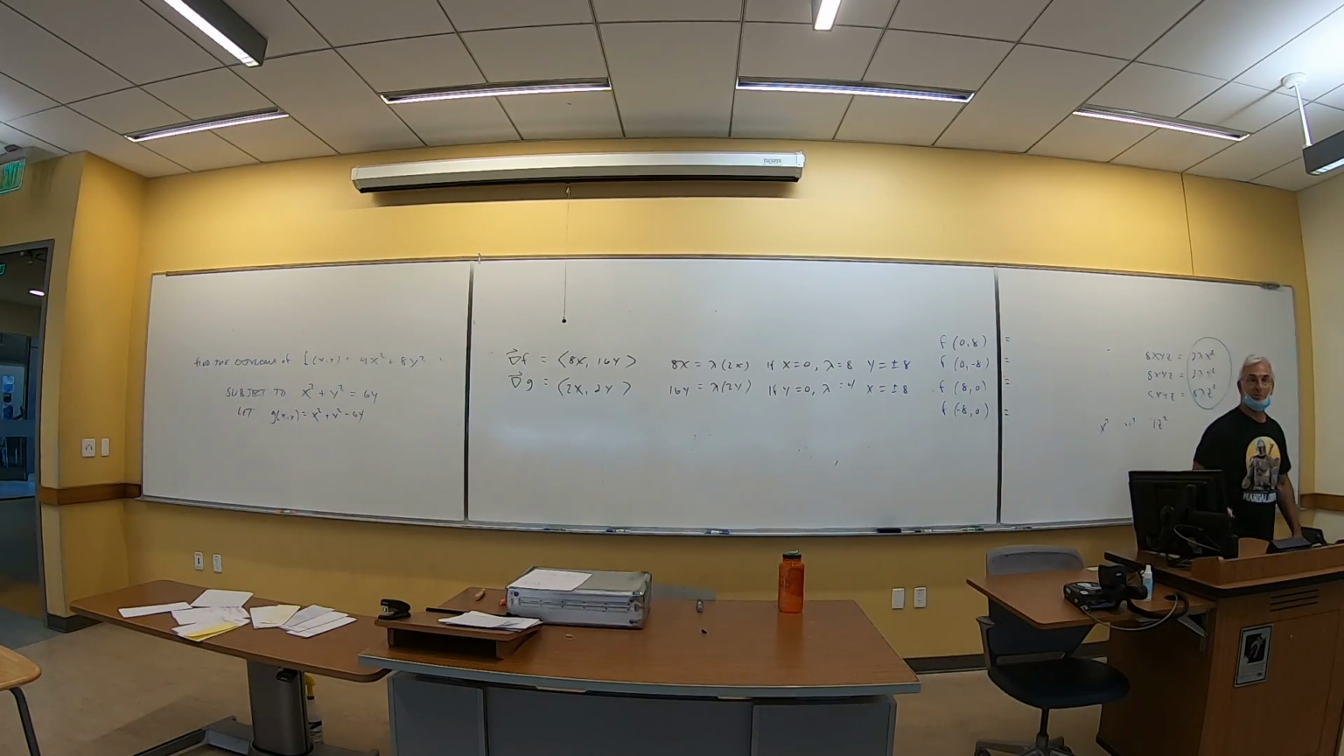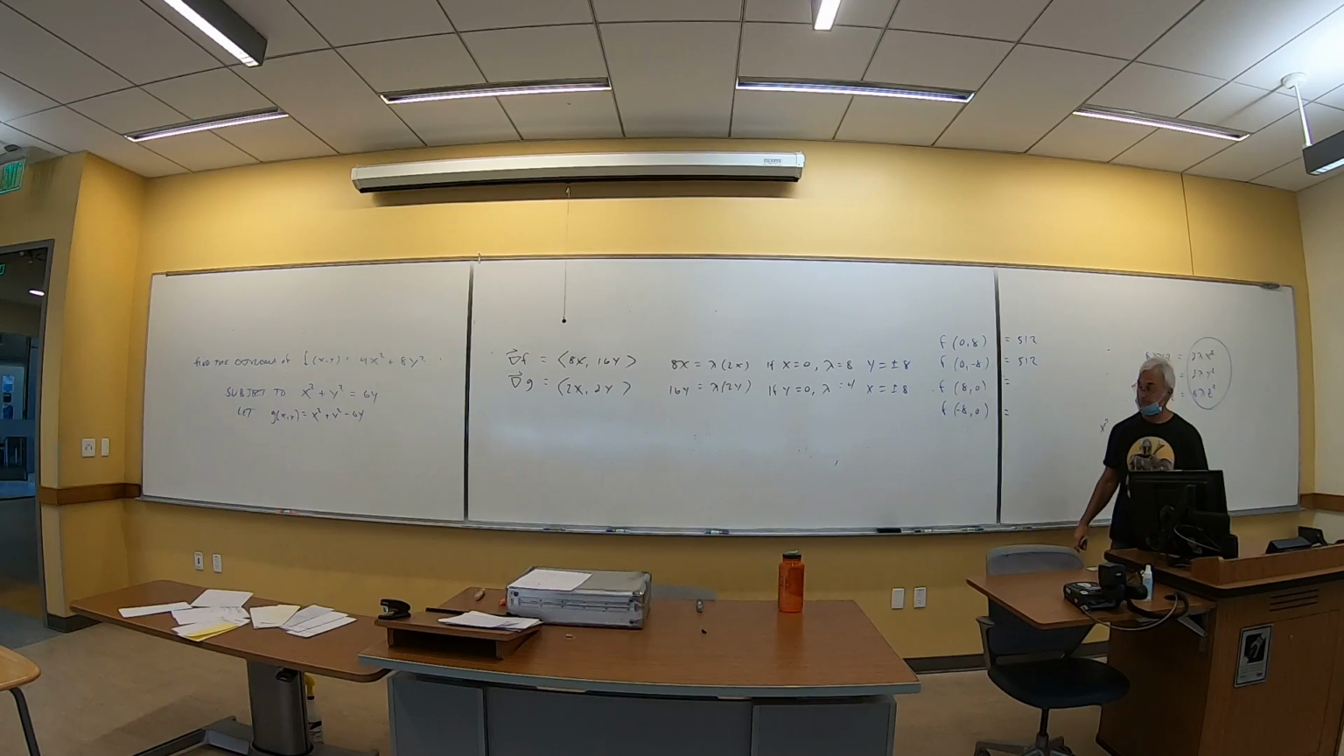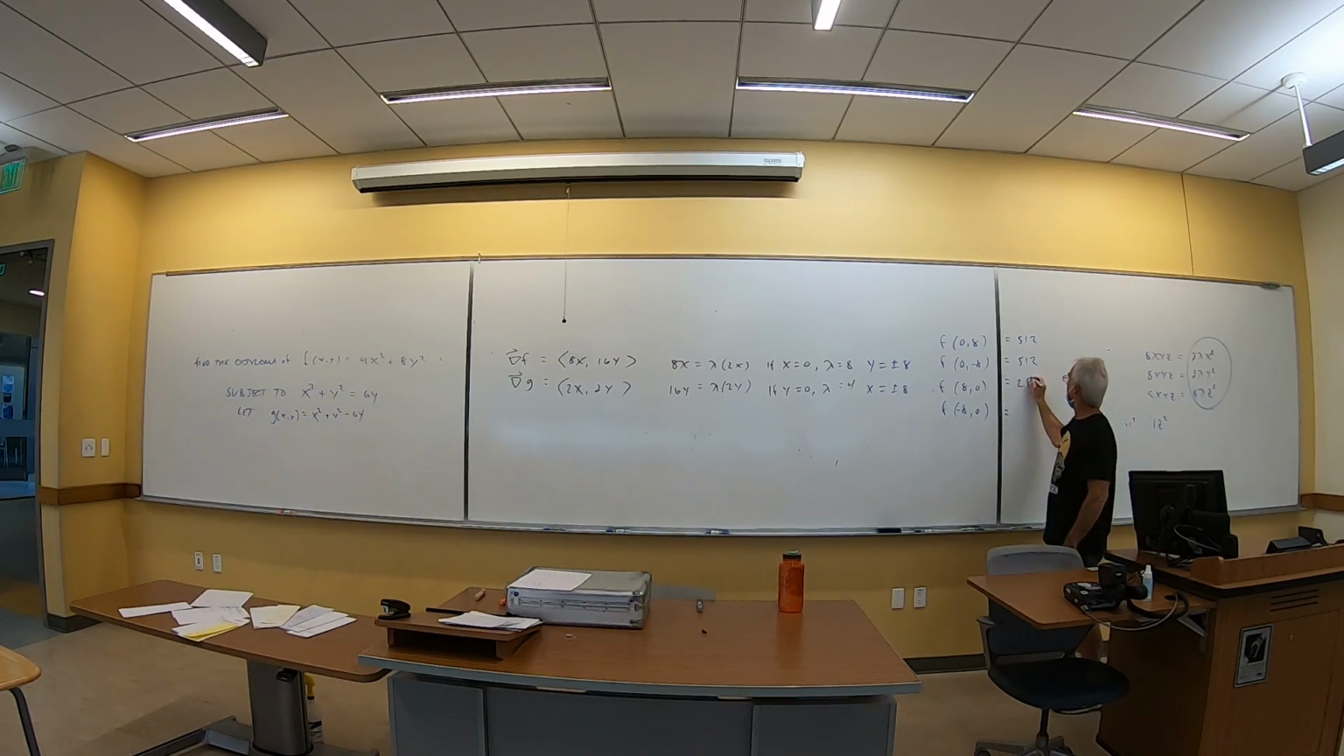Okay, go to your f function. What is f of 0, 8? It's 8 times 8 squared. That'd be 512. What's f of 0, negative 8? That's also 512. Excuse me. 8, 0: that'd be 4 times 8 squared, which is 256.